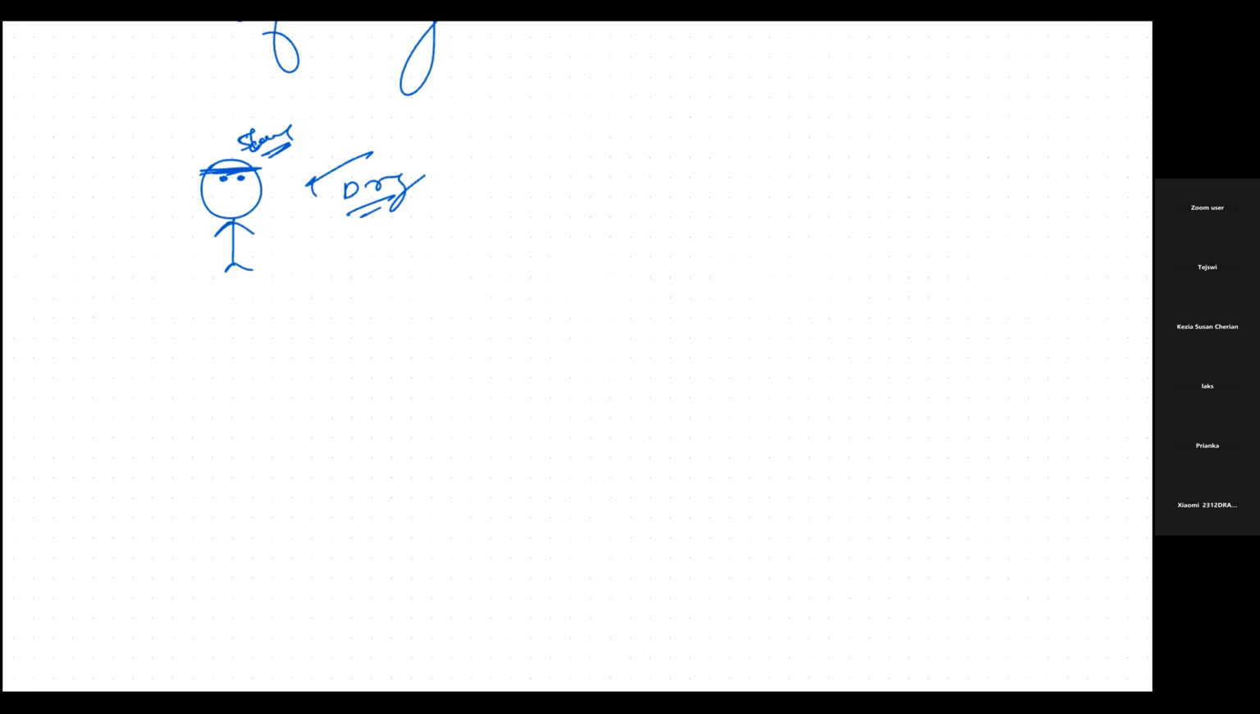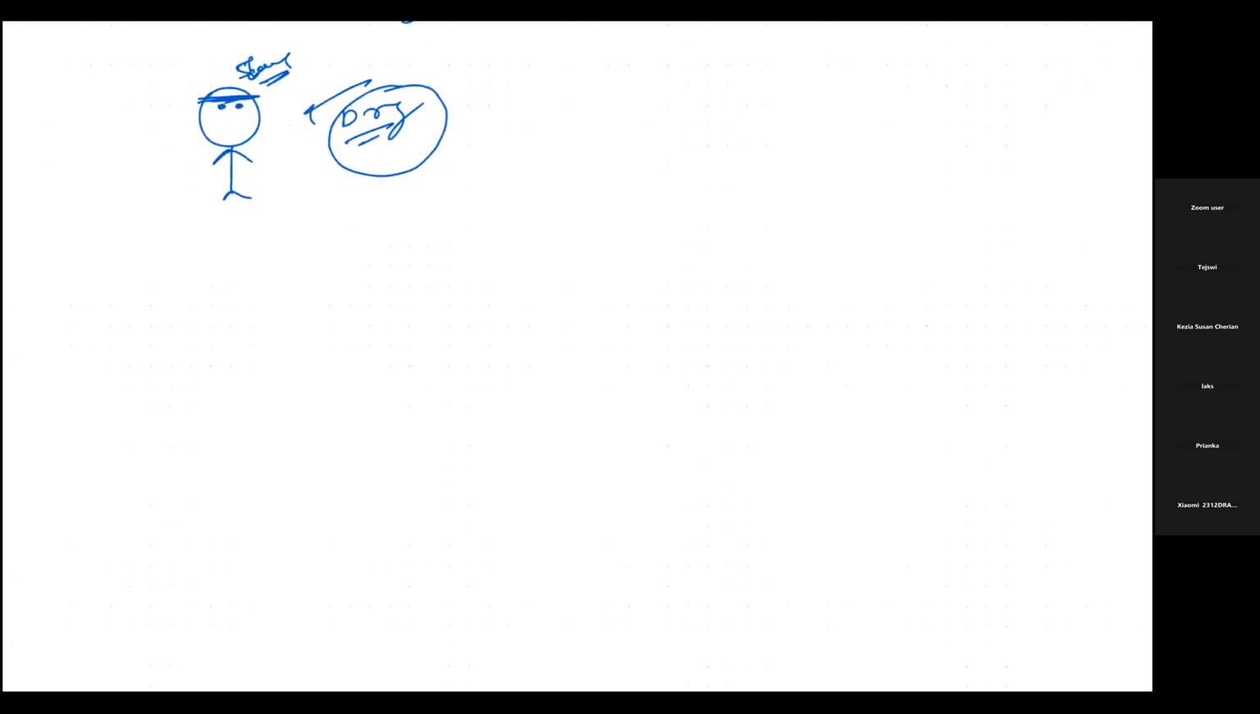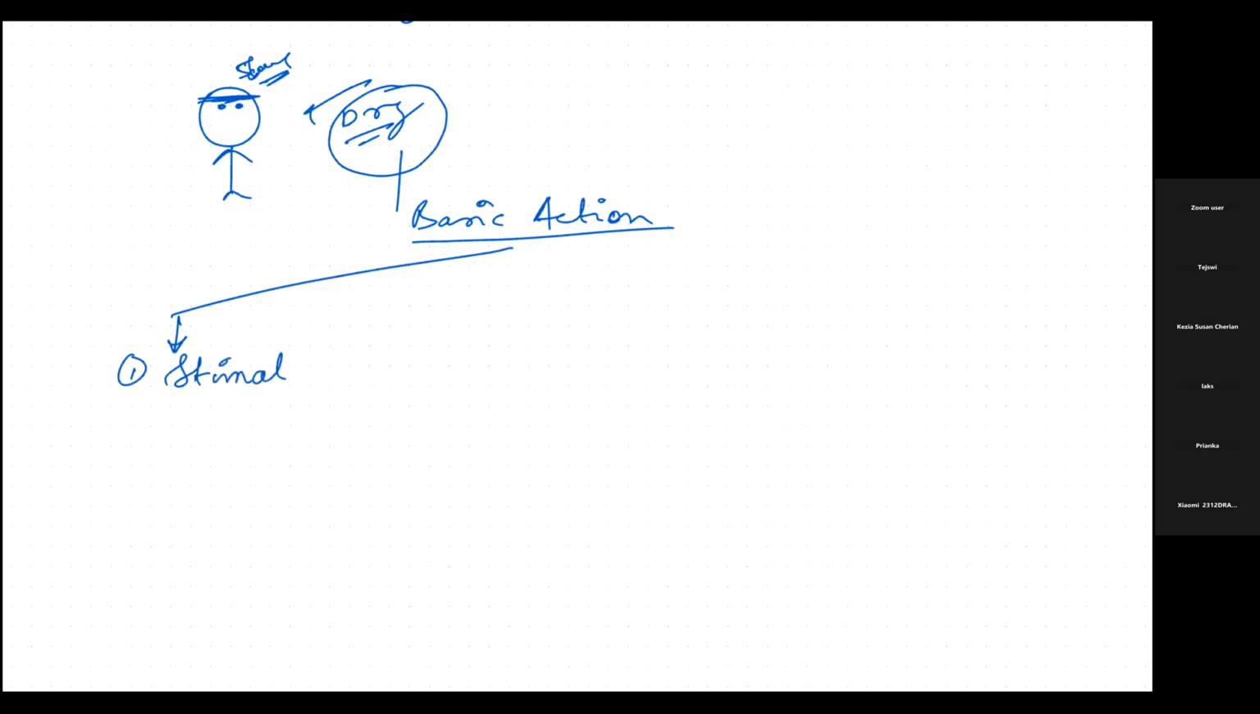So the basic action that any drug does: whatever drugs are available for us to give to patients, all the drugs have certain basic actions. What are these actions? Let's see. First of all, a drug can be a stimulator. It will be stimulating. Stimulation is one of the basic actions.